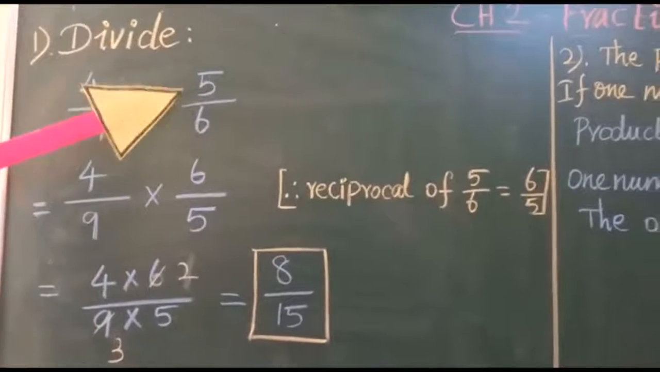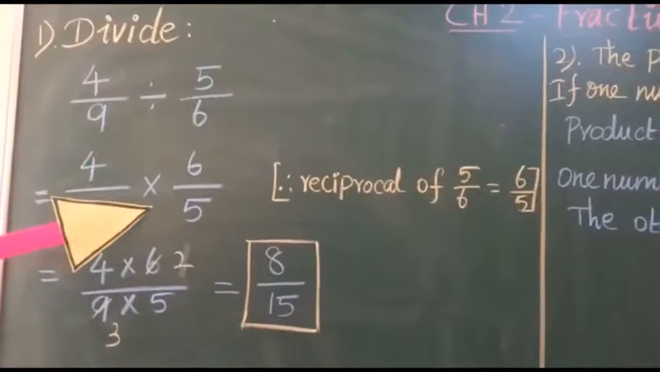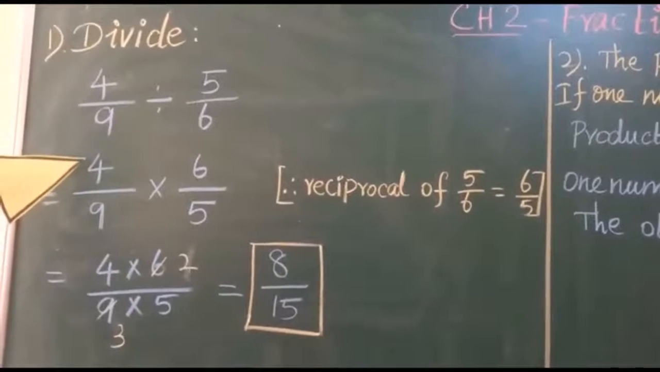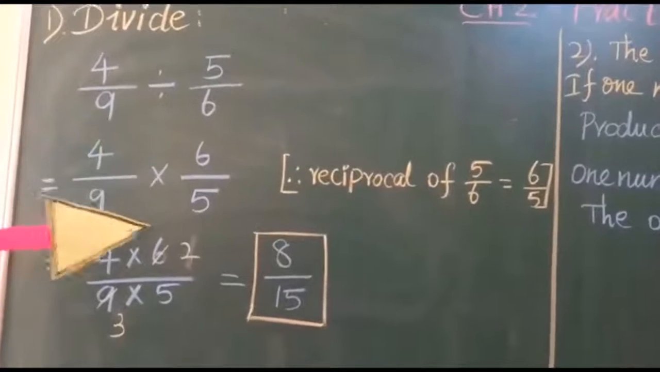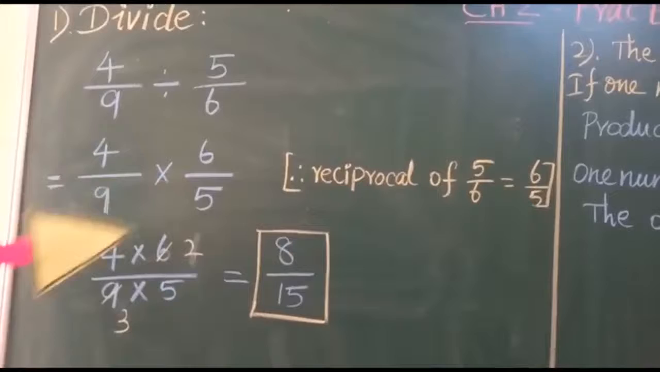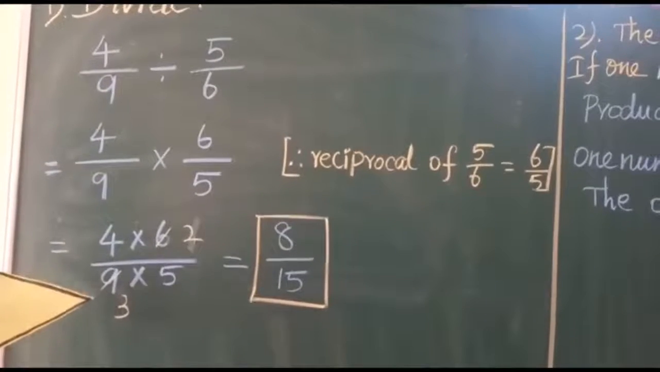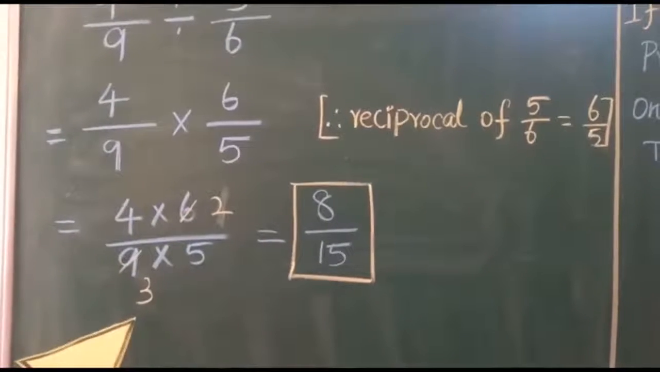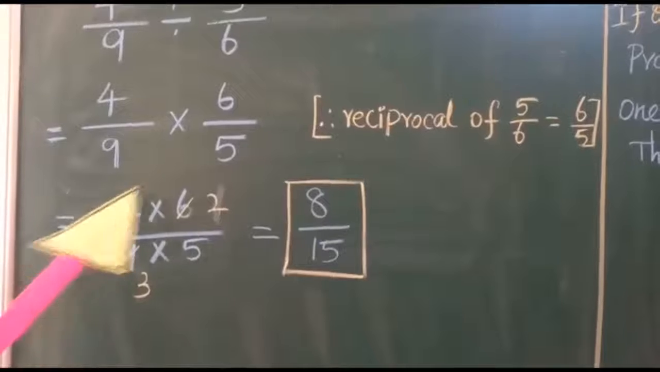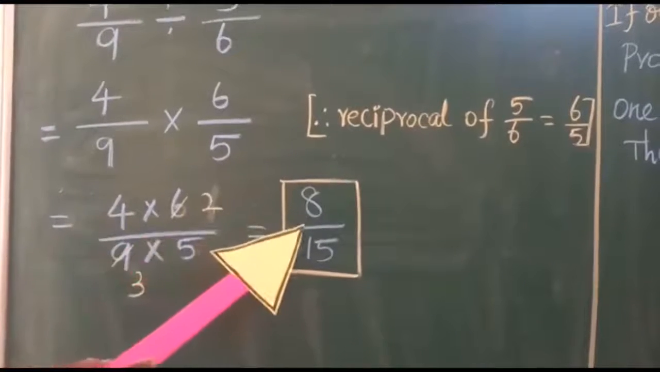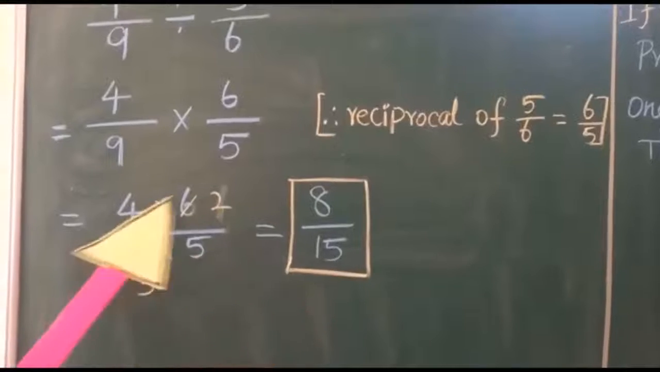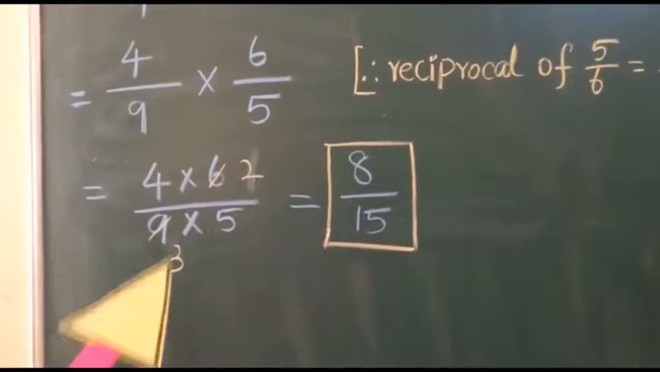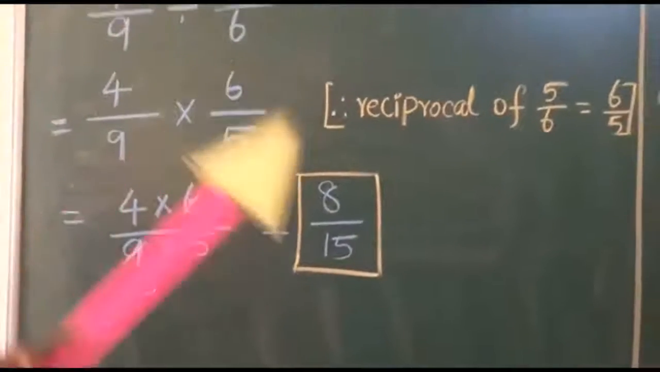Along with that, the division symbol also will be changed into multiplication. Now we can multiply the numerators and the denominators. What are the numerators? 4 and 6. So 4 into 6 divided by 9 into 5. When you are simplifying, this one will be 2 times, this one will be 3 times. The remaining we can't simplify, directly we can multiply. So 4 into 2 will be 8, 3 into 5 will be 15. So this division will be written as 8 by 15.